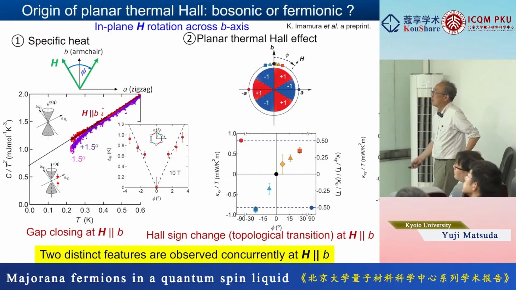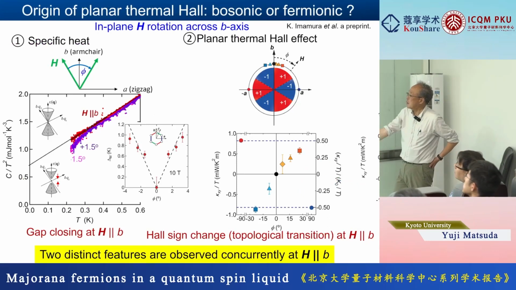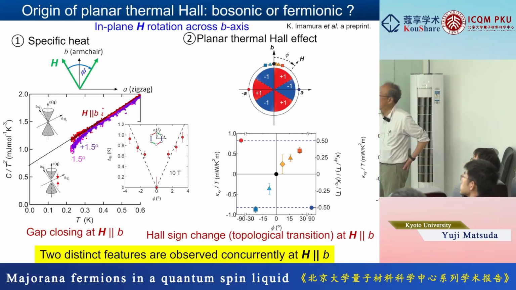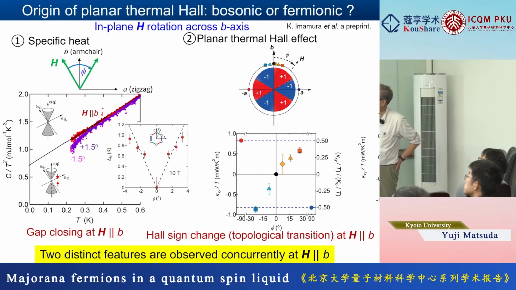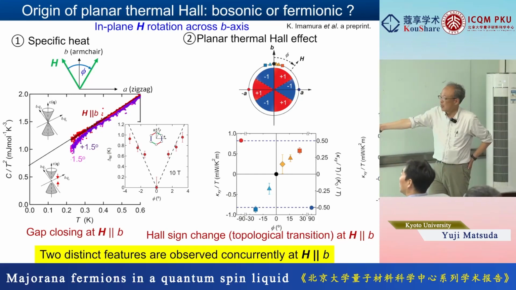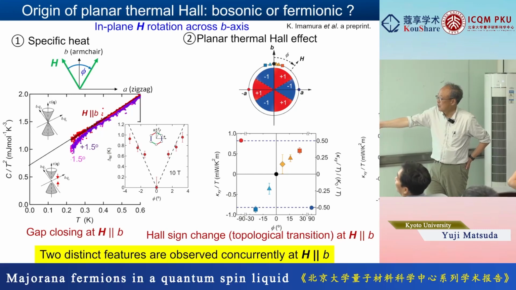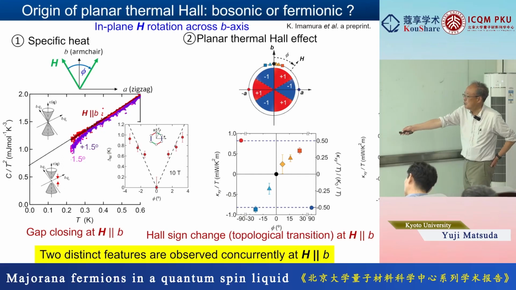Okay, I'd like to remind you of two experiments. The first is the specific heat, measured with the magnetic field rotating in the plane across the b-axis. At the b-axis, we observe the Majorana Dirac cone. But if we tilt it slightly, gap opening occurs, and gap closing occurs at the magnetic field parallel to the b-axis.